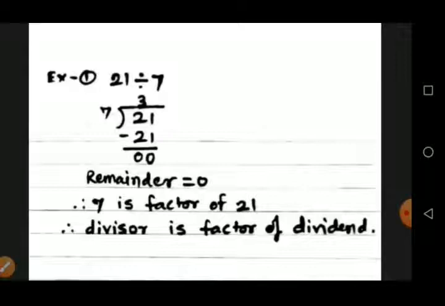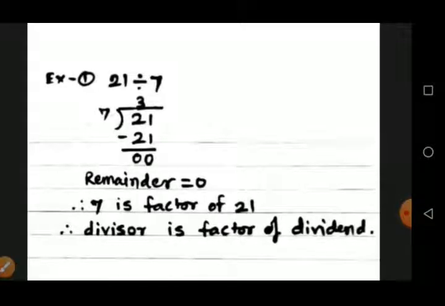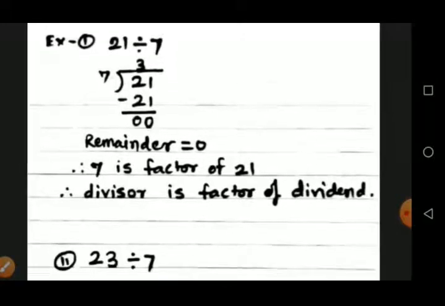Below that I have written: divisor is factor of dividend. When remainder is 0, the divisor is a factor of dividend. Now see the next example.